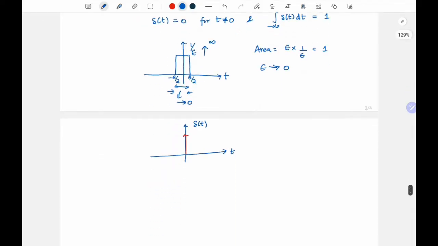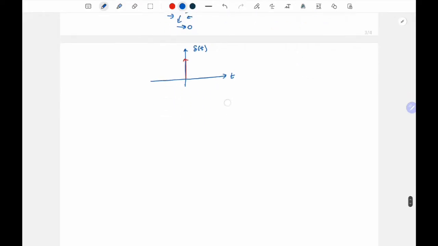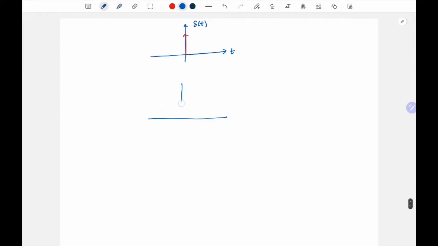And this is not the only way to see how the impulse is forming. You can also take a triangular signal. You consider it from minus epsilon to epsilon, and the height you take as 1 by epsilon. Now the base is 2 epsilon, so the area is half into 2 epsilon into height 1 by epsilon. So 2 cancels, epsilon cancels, and this area is also 1.